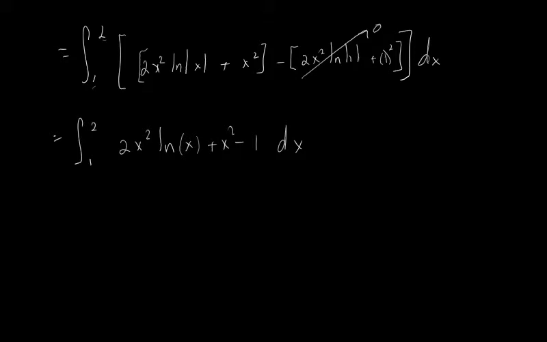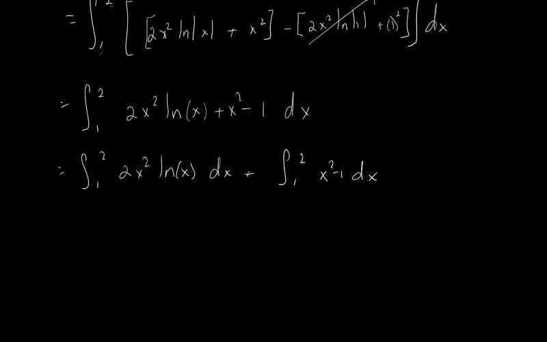So the first thing I'm going to do is split this up. So we get the integral from 1 to 2 of 2x squared ln x dx plus the integral from 1 to 2 of x squared minus 1 dx. Okay, and this first one has to be integrated by parts. I say has to, it's really the best way to go. So integrated by parts, and I will be asking you for exact answers on your test. So I'll need you to go ahead and do these integrals by hand.